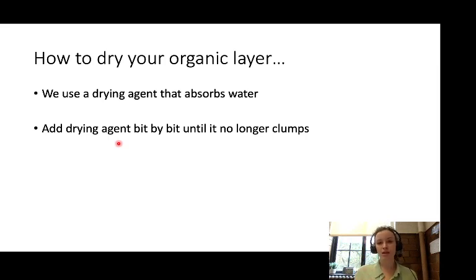You'll see that in the beginning, you'll add the drying agent and it'll clump and stick at the very bottom of your Erlenmeyer flask. You want to keep adding that drying agent and swirling bit by bit until you see that that drying agent is no longer sticking and clumping at the bottom. Generally, what this means is that you'll do a little swirl and you'll see that that drying agent is just floating around like sand rather than clumping at the bottom. When you've hit that point, you're done.